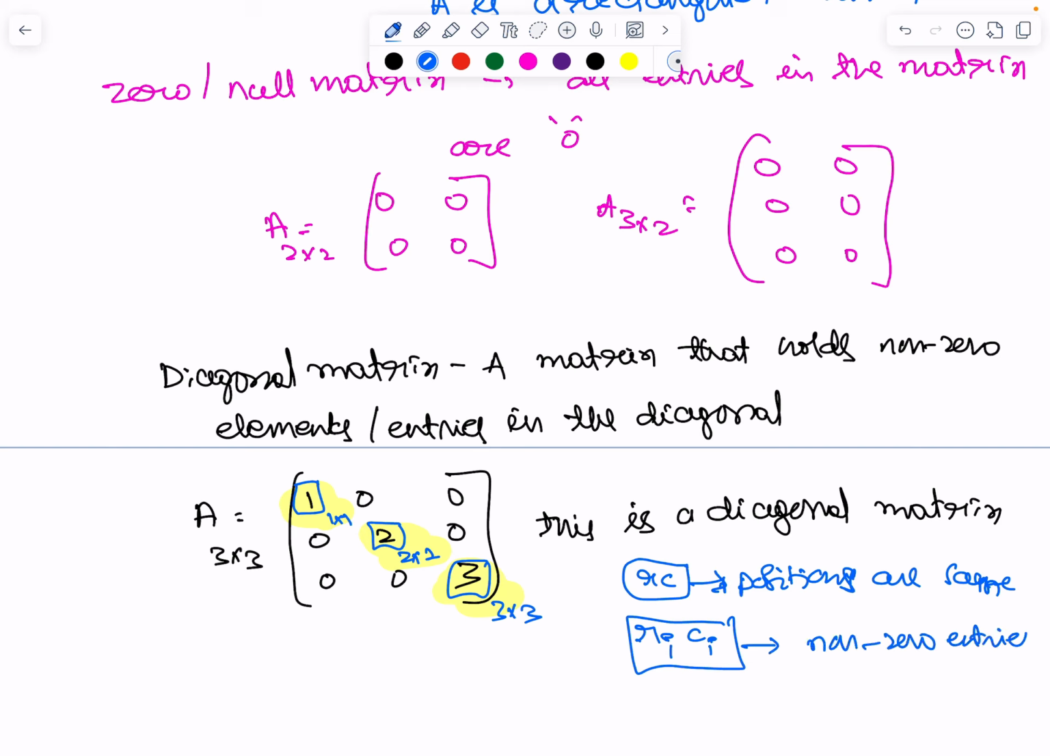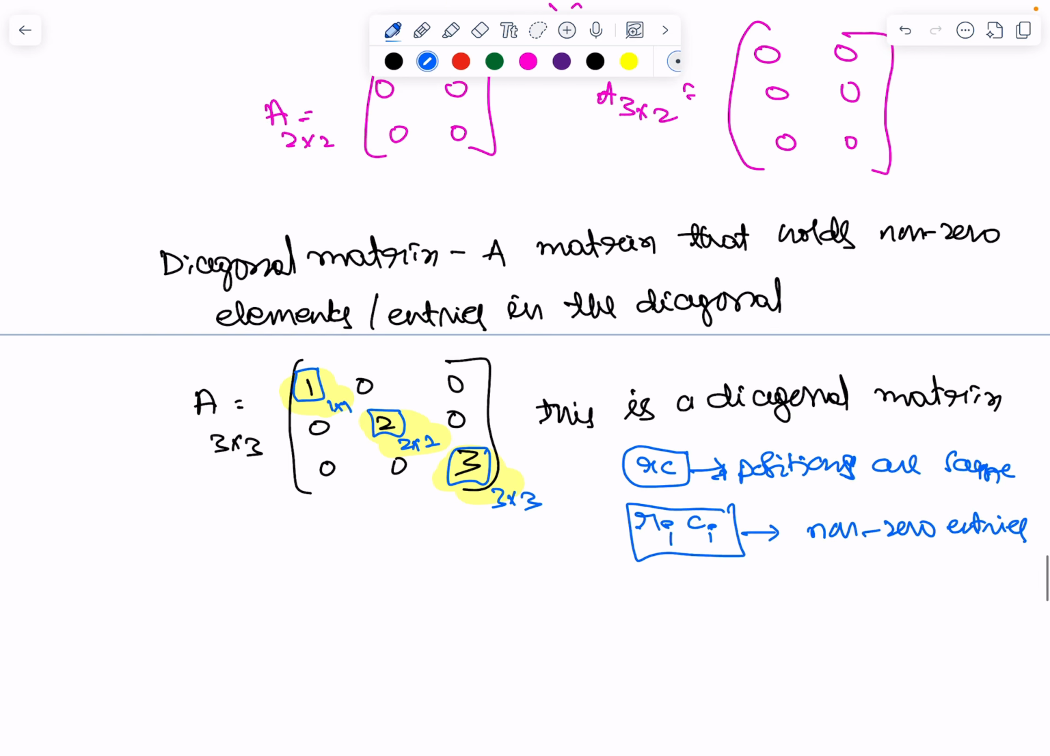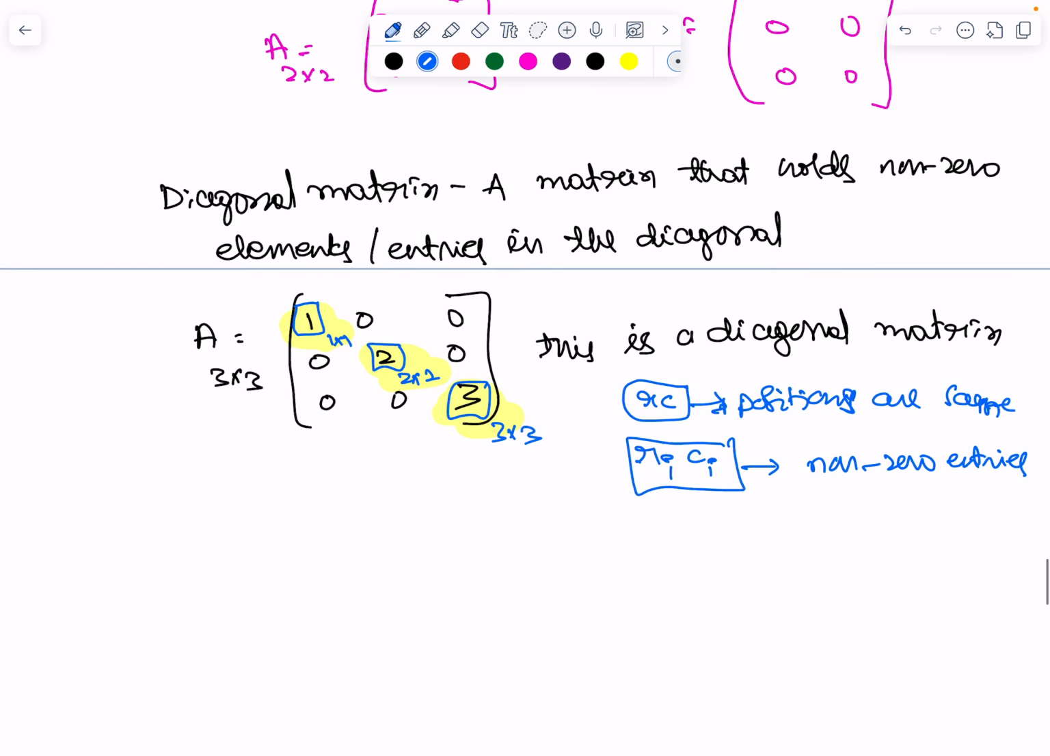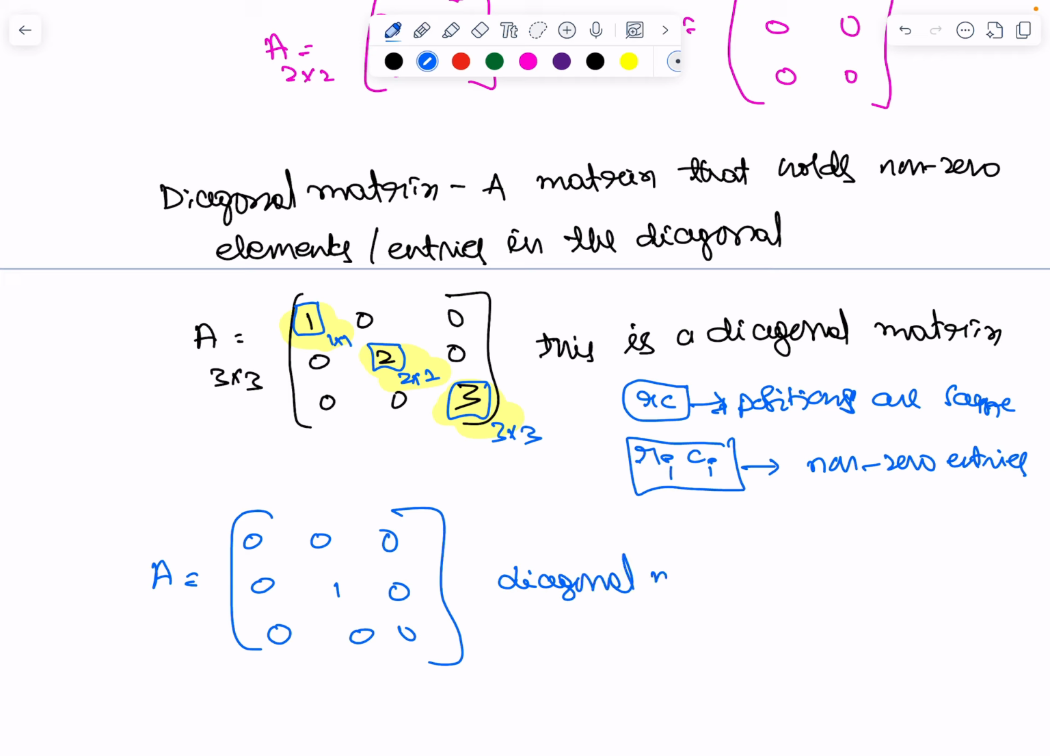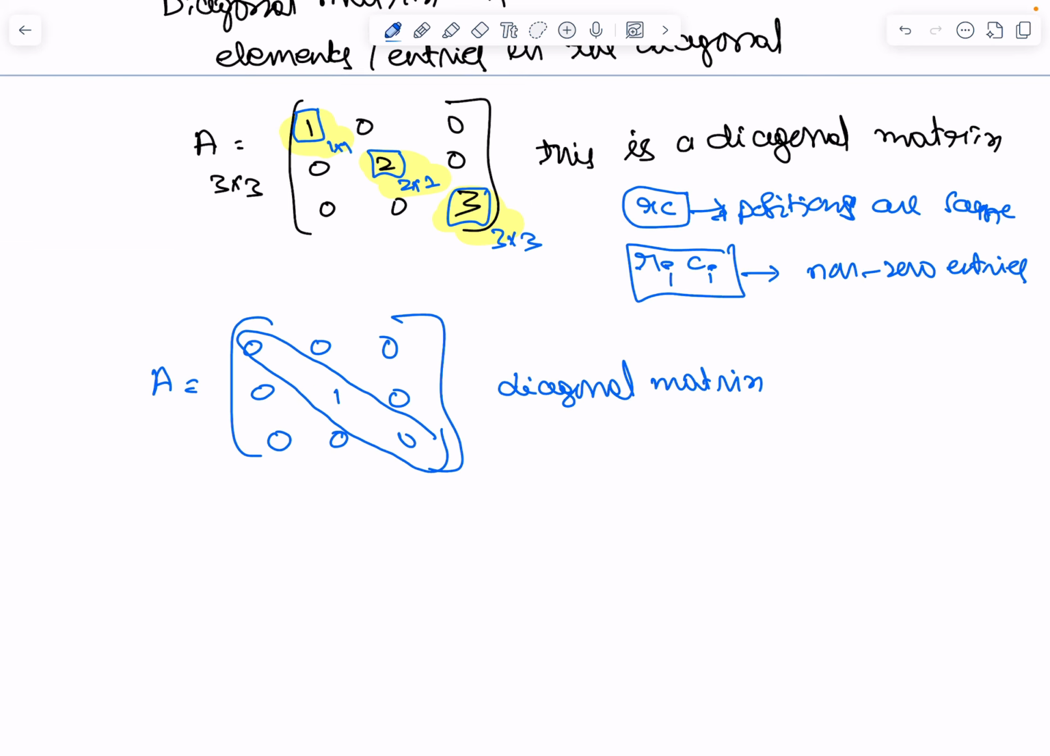We call these diagonal entries. At least one position must be non-zero. For example, you take A equal to 0, 0, 0, 0, 1, 0, 0, 0, 0. This is also a diagonal matrix, a special case of a diagonal matrix. Everywhere it is 0 except on the main diagonal. So there are special cases, but you should hold at least one non-zero element in the main diagonal. We call these diagonal entries.